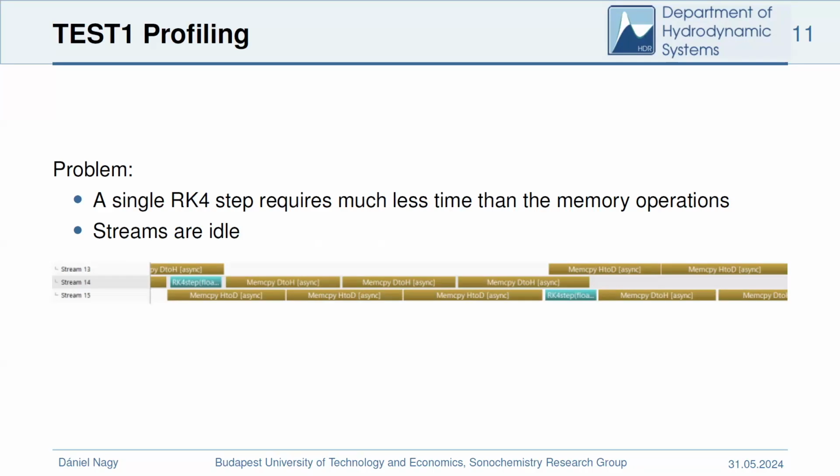The problem here is that a single Runge-Kutta step requires much less time than the memory operations. So here we have the 3 streams, and the blue one is the Runge-Kutta step. This is profiling done with NVIDIA Visual Profiler. But all these brown blocks are the memory operations. So the problem became much slower because we are copying data between the CPU and the GPU back and forth. So it's not really optimal.